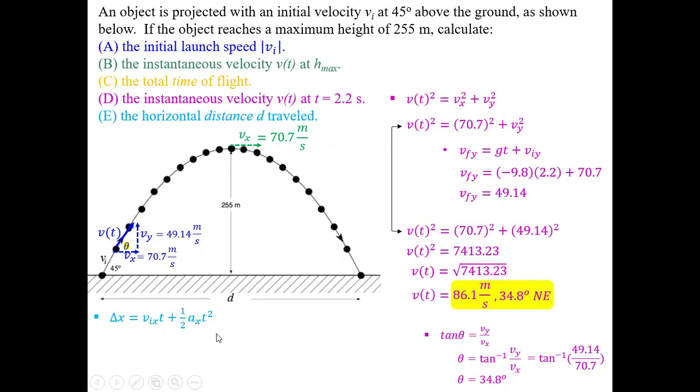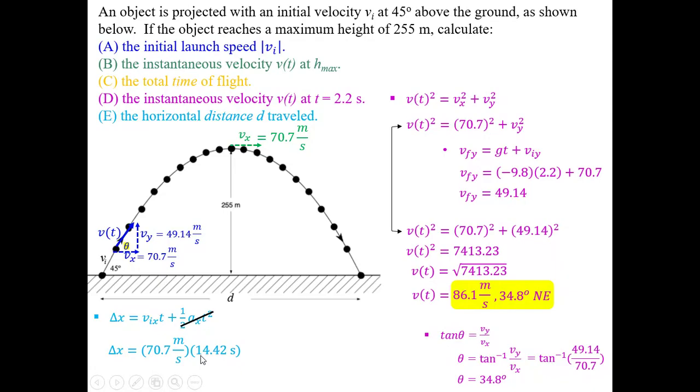All right, and that Ax is 0 because, unless otherwise stated, the object only accelerates in the vertical direction due to gravity. Ax is assumed to be 0 in a vacuum. Therefore Vix, which we already found earlier, is 70.7. Well, how much time? It's just the total distance d traveled. D here in the diagram is from start to finish, so I need to use the whole entire time.